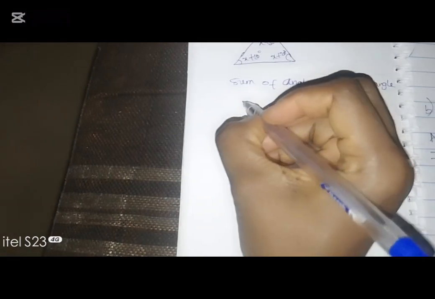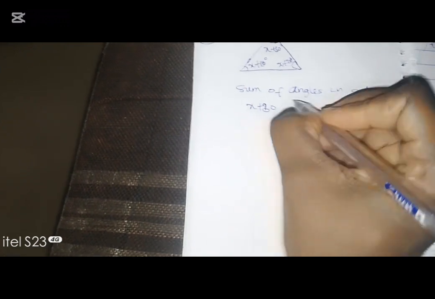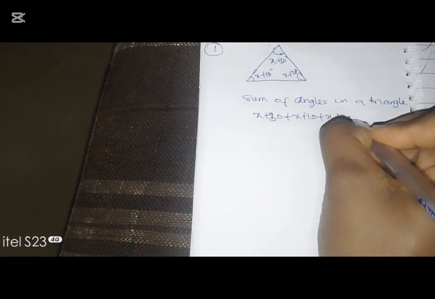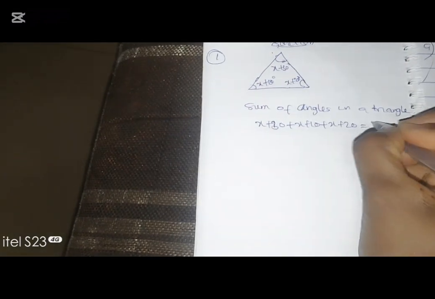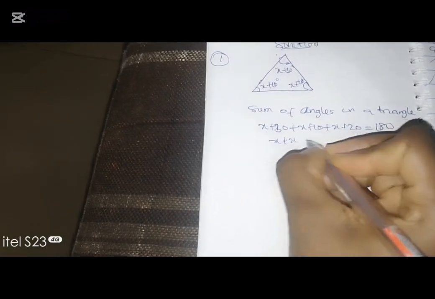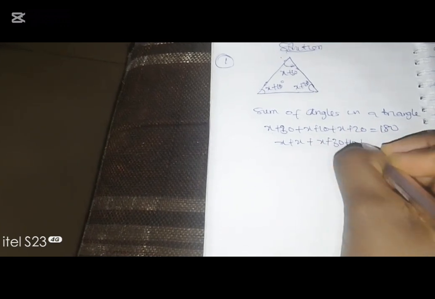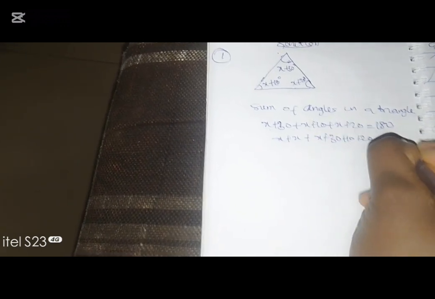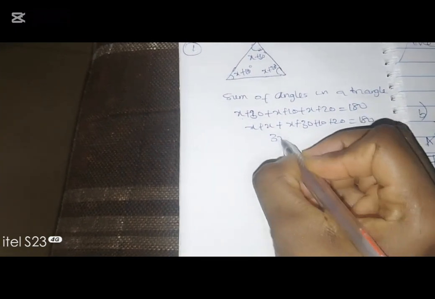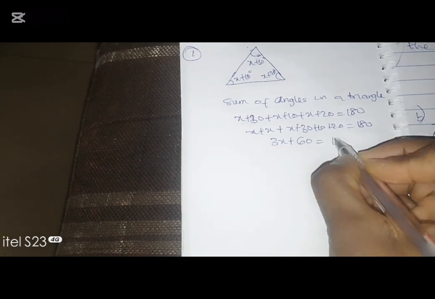Do you understand now? So the sum equals what? 180. So let's add it up. We add up everything in the triangle, everything equals 180. So let's collect like terms. x plus 30 plus 10 plus 20 equals 180. Are you seeing it? So this is 3x plus 60 equals 180.